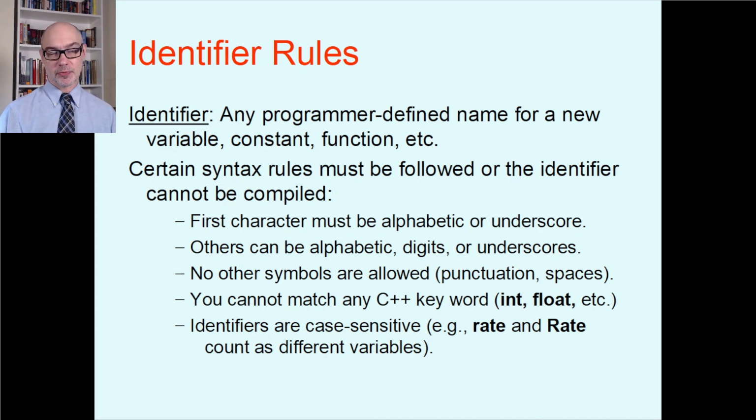And here's the fairly limited number of rules. The first character of the identifier must be alphabetic or an underscore. It's going to be a letter or an underscore. It cannot be a digit, cannot be a number. The other symbols in the identifier can be alphabetic letters, numeric digits, not the first one but the later ones, or underscores. No other symbols are allowed. So you can't use punctuation: no hashtag, no @ symbol, no question mark. It's just letters and digits and underscores, and the first one cannot be a digit.